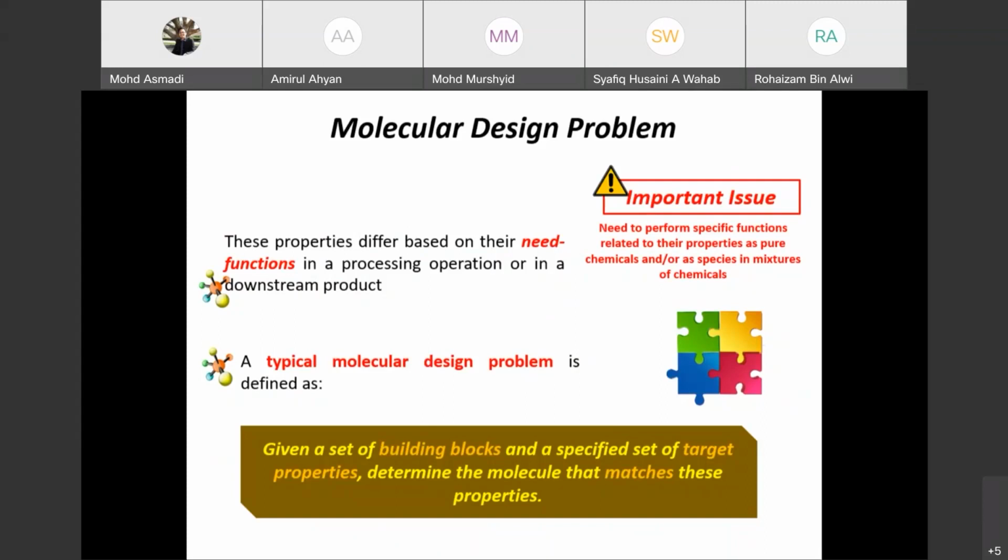Okay. You ada building blocks. Okay, you ada target properties. Contohnya you nak boiling point lebih more than 100 degree C, liquid, it should be in liquid at room temperature. So you have to match these properties. Okay, molekul apa yang sesuai? Okay, with this target you punya properties lah. Okay, that's why you need a need and function. Okay, daripada situ barulah you boleh dapatkan you punya target solvent ataupun target compound. Okay.